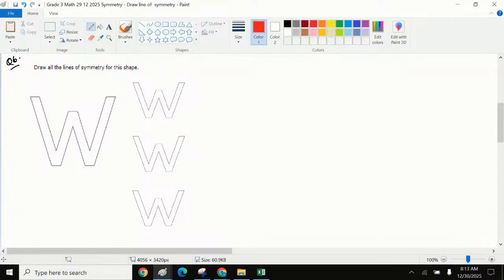Let's try a horizontal line. If I draw a horizontal line over here, is the shape above the line of symmetry the same as below the line of symmetry? Can we say that this shape is exactly the same as this shape? No, it's very different, right? Because the shape above the line of symmetry is different from the shape below the line. So this cannot be the line of symmetry.